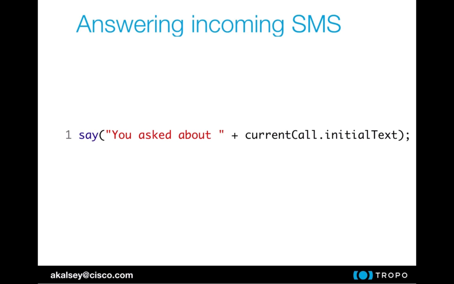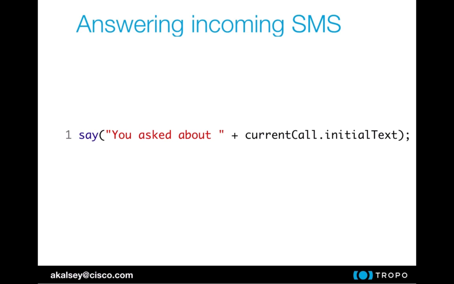Tropo can do more than just voice, though. It also can do text messaging. So when someone sends a text message, your application will start up, and instead of using text-to-speech to speak back, it will respond with the text that's in your application. So if I have an application that simply has one line that says, say, you asked about, and then current call.initial text, current call.initial text will contain the message that kicked off this application.